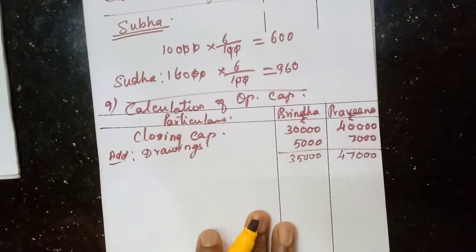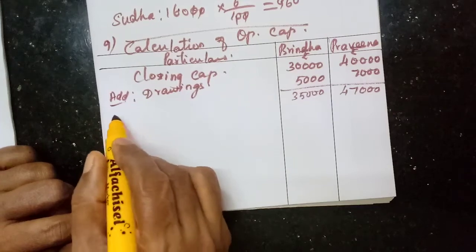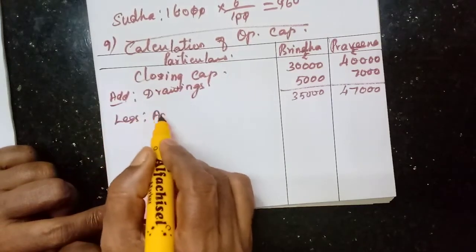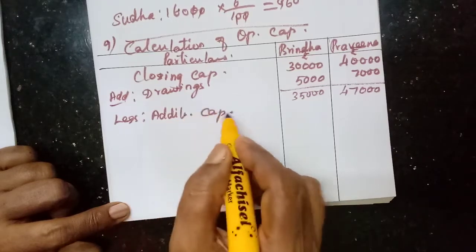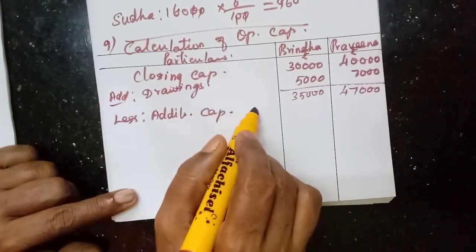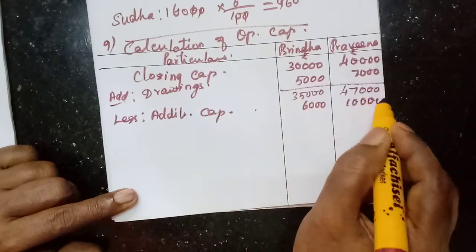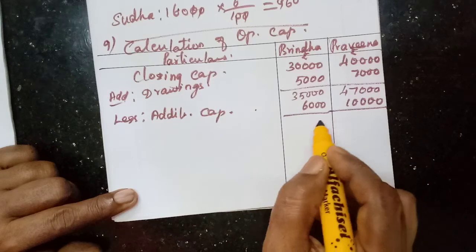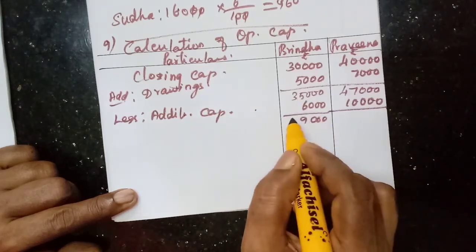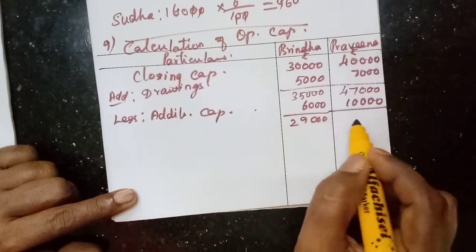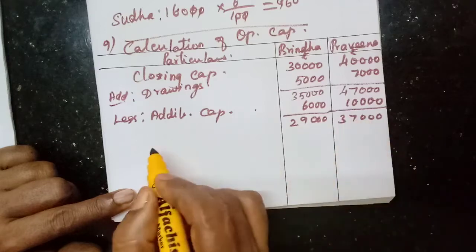Now, less additional capital. Okay, less additional capital. Fully you write. Okay, additional capital. How much? 6,000, 10,000. Less. 15 minus 6, 9, 2. Then 4 minus 1, 3. Okay.